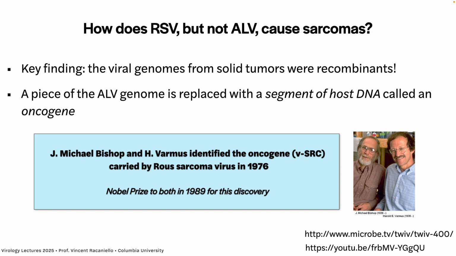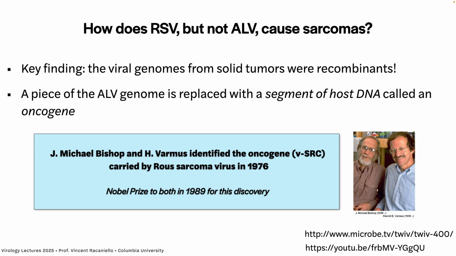They called it an oncogene, and that, they said, gives Rous sarcoma virus the property to cause solid tumors. They got the Nobel Prize in 1989 for that discovery. The other Nobel Prize is to Howard Temin, who discovered reverse transcriptase in Rous sarcoma virus. Harold Varmus, by the way, was head of NIH for 10 years under Clinton. He's now at Sloan Kettering, working on sarcomas, of all things.